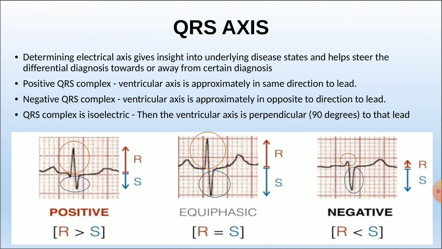And in the second ECG image, you can see the height of the R wave and the depth of the S wave are equal. Hence it is an isoelectric QRS complex. In the third ECG image, you can see the depth of the S wave is more than the height of the R wave. Hence it is a negative QRS complex.